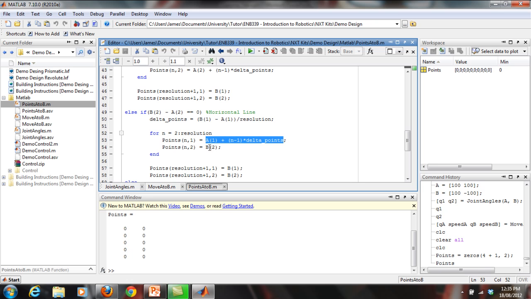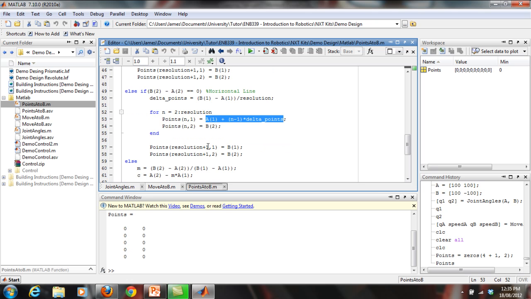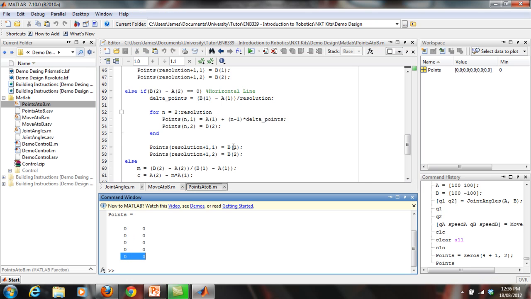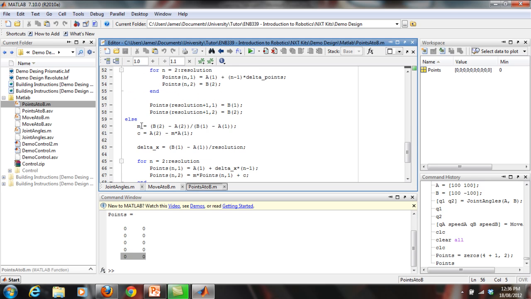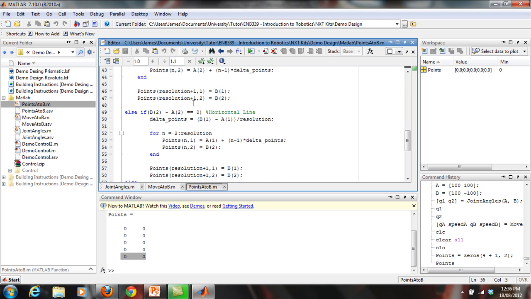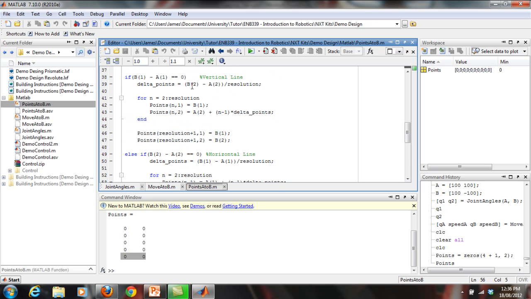Again, you don't have to worry too much if you don't understand this code, because you don't need to change it. But I'm just going through it so you might understand roughly what's going on. And then you set the last point in your element to be equal to b. And then our final statement, if it is a linear line, so we won't get any divide by zeros like we would in these two cases, especially in this case here.